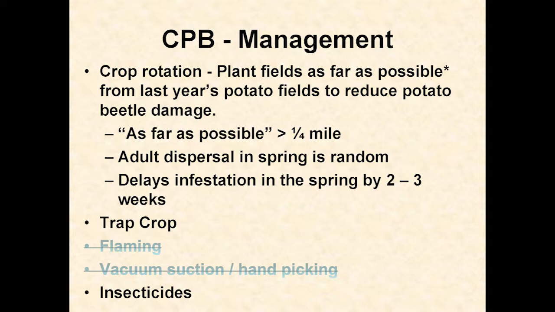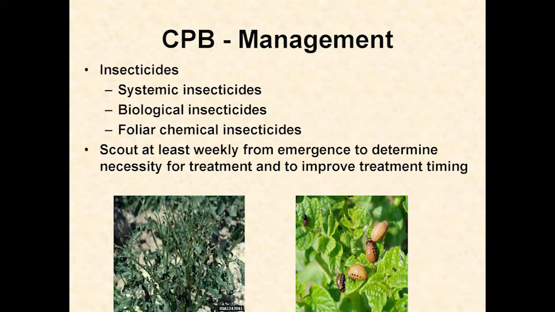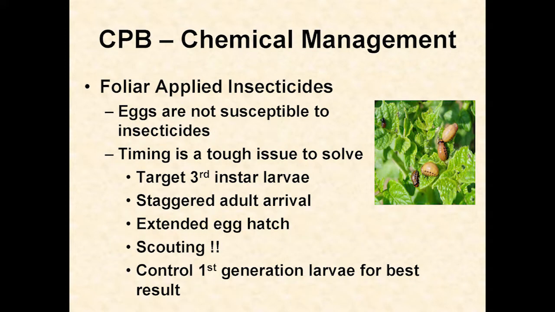We also talk about trap cropping, where you could plant a border early. If you could kill the potato beetles on that trap, you might save yourself some of the crop, but it's going to be hard to kill those beetles with an organic treatment other than something like flaming or disking to kill the larvae before they mature. There are lots of insecticides, and we need to put those on at the right time. And again, treating the small larvae is going to be the most effective. Okay? Eggs are not susceptible to insecticides, so we need to wait for them to hatch. And timing becomes a problem because of this staggered appearance and staggered emergence of the beetles. And there's this extended period where eggs are being laid, an extended period where the eggs are hatching.